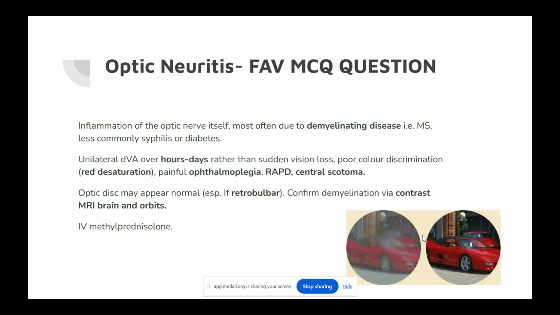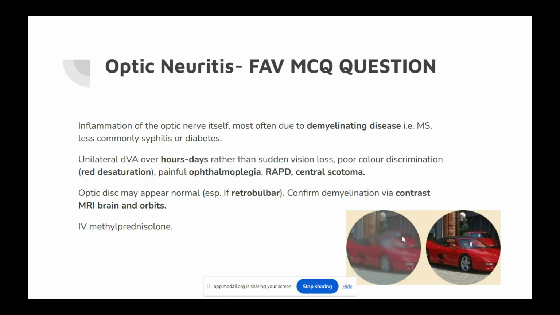Right. So with optic neuritis, it's one of the favorite MCQ questions. They ask a lot about it, especially in association with multiple sclerosis. It's an inflammation of the optic nerve, and it's also common in syphilis or diabetes, but again, it's usually in association with MS. And the classic thing they'll give you in an MCQ question is the classic red desaturation, or a bit less common is just poor color discrimination.